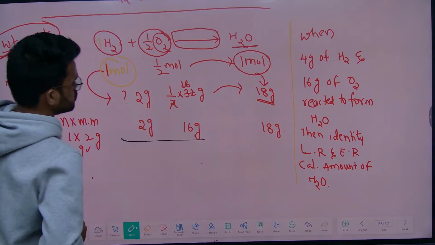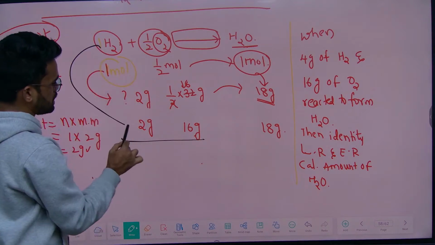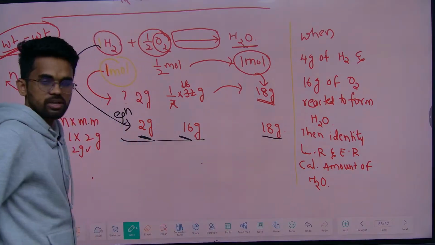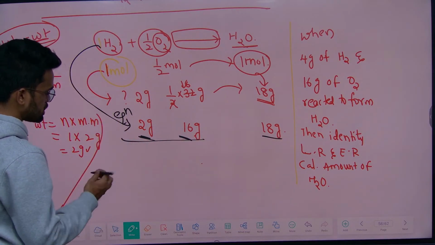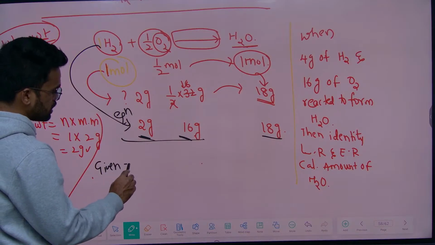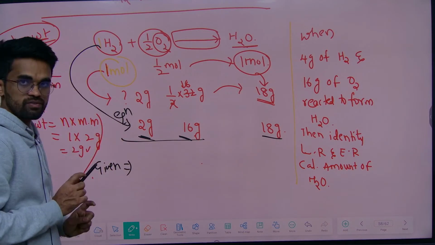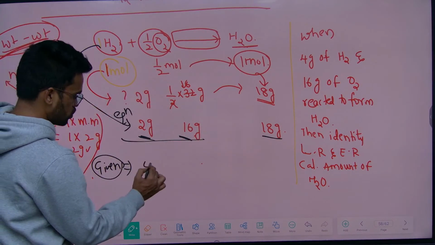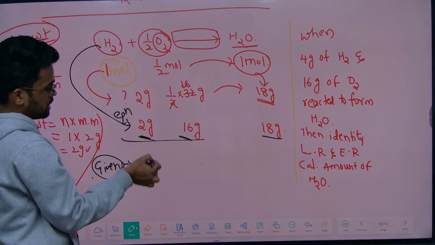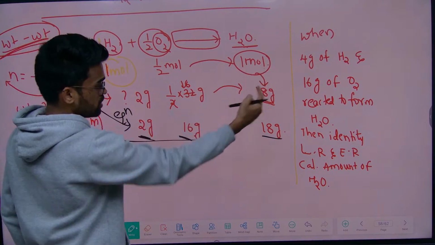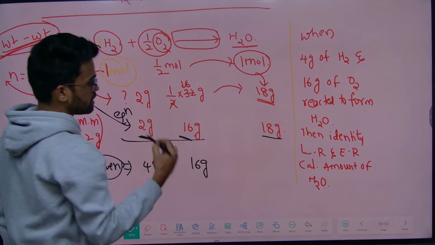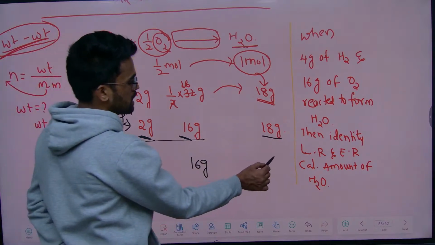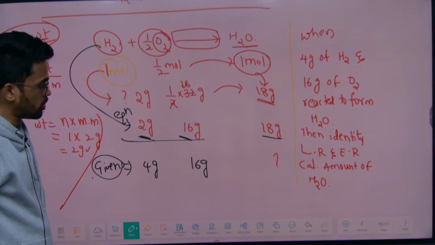As per the balanced equation, we got something like this: 2 grams required, 16 grams produces 18 grams. But the given question says, first always write as per the equation. Then next, as per the given question you write here. They have given 4 grams of hydrogen and 16 grams of oxygen. Now they are asking how many grams of water molecule is forming. It is very simple.